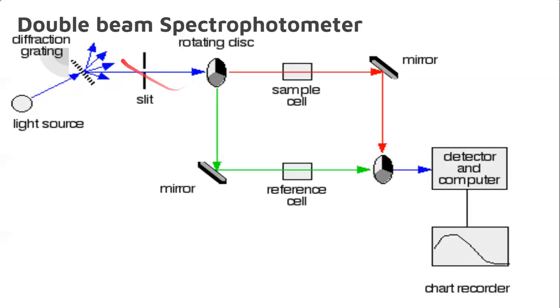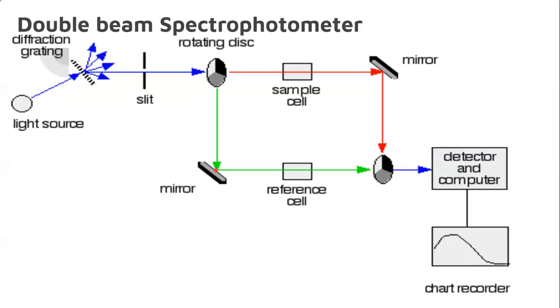Okay. Next, this is the light which is coming from the slit that will fall on this rotating disc. This rotating disc has three components. This is the transparent side, this is the mirror side, and this is the black section. When the light falls on the transmitted side, that will be sent into the sample cell, and the light which falls on the mirror side will be sent to the mirror.